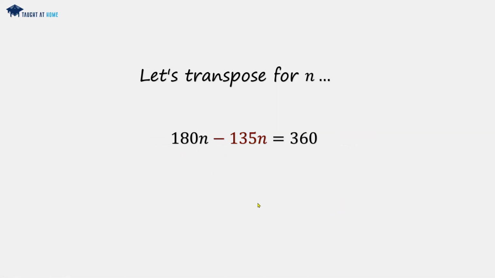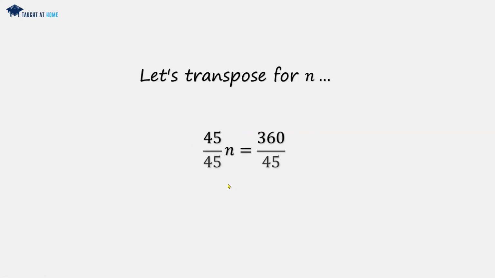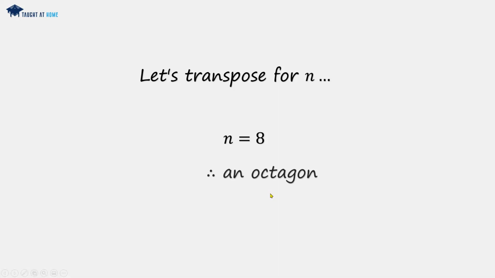180n minus 135n, well, that's 45n. Dividing both sides by 45, we've got 360 divided by 45, which is 8. So n is equal to 8. What regular polygon has 8 sides? It's an octagon.